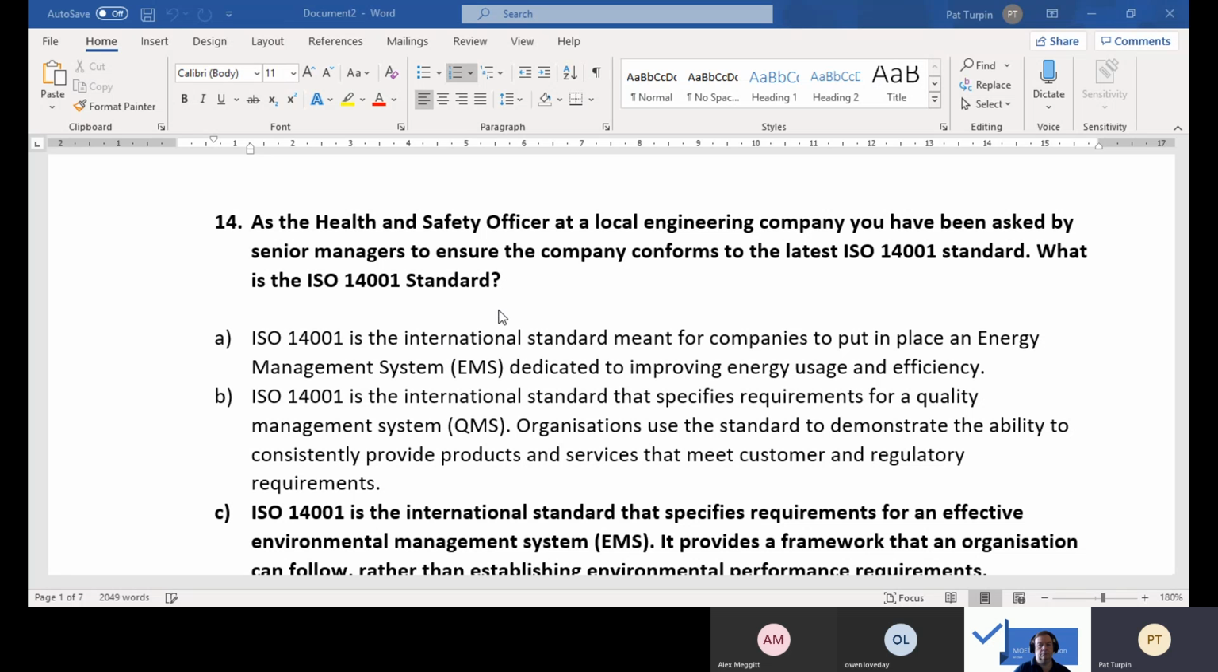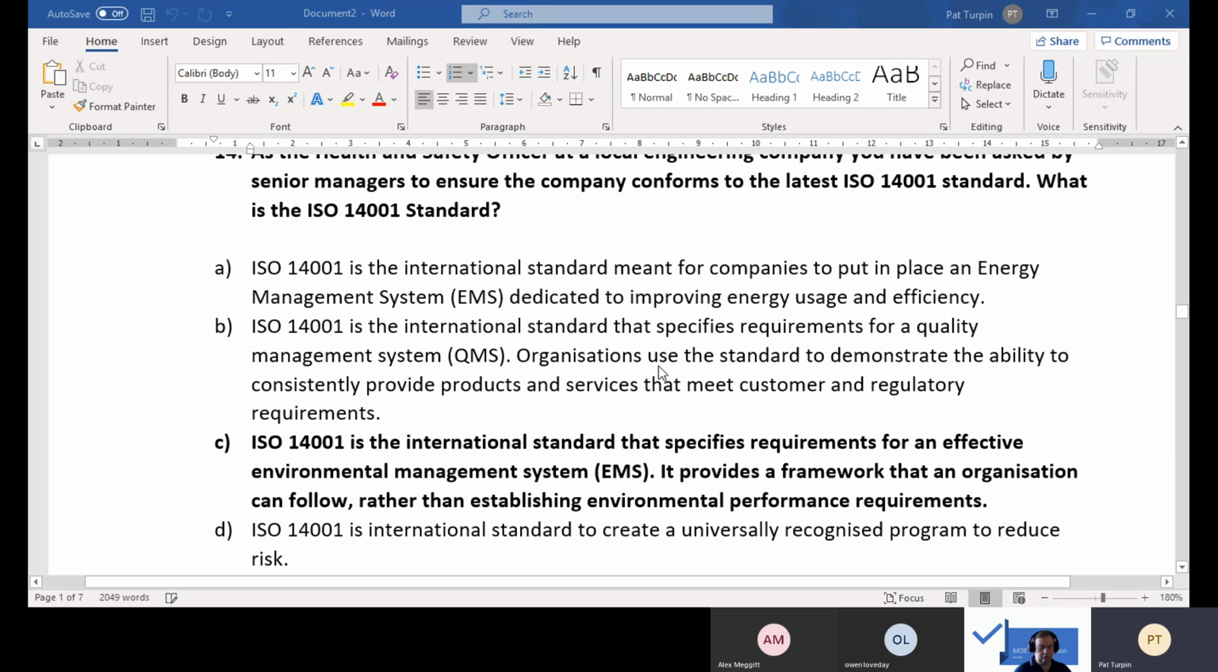Okay, so the next one. Health and safety officer at local engineering company. You've been asked by managers to ensure that the company conforms to 14001 standard. What is that standard? We all hear about these standards, but what is it? Environment. Yeah, so it's down there. It's a standard that specifies requirements for an effective management system. And basically, this effective environmental management system is a framework that your organisation follows. And rather than establishing environmental performance requirements, it states what you need to do.